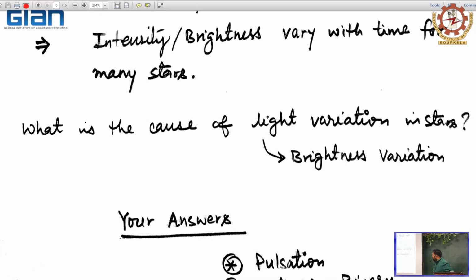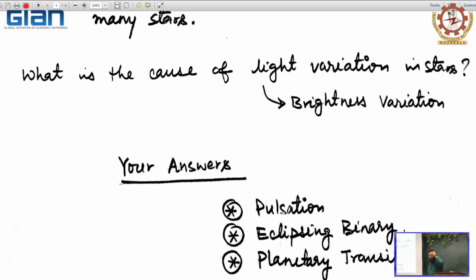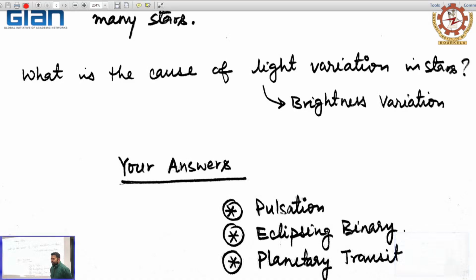Let me start revealing the possibilities. One of the possible causes may be the star is oscillating or pulsating. Okay, and this pulsation or oscillation of the star is causing change in the brightness profile, right? So this is one of the possible origins or possible explanations for the variability we see. What about the other ones?